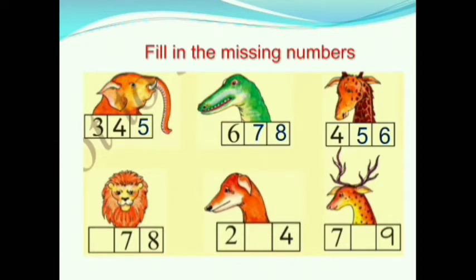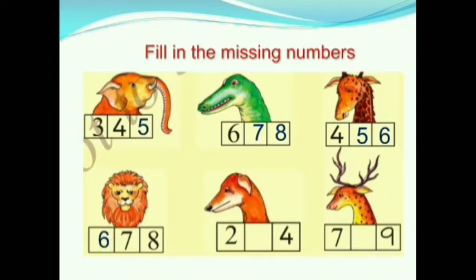Next we have a lion. The lion is holding 7 and 8. The box before the number is empty. Which number comes before 7? It is 6. So we will write 6.